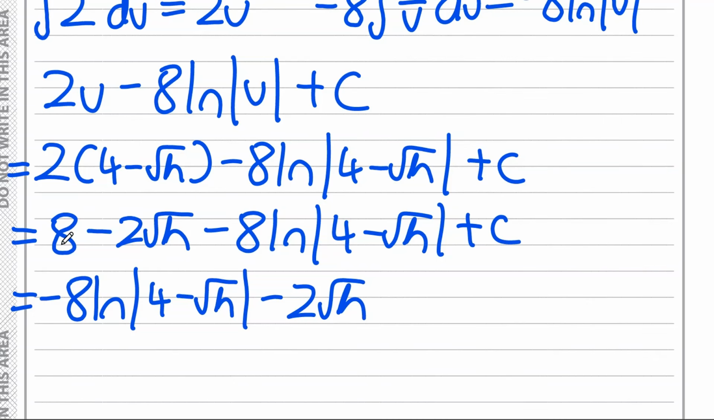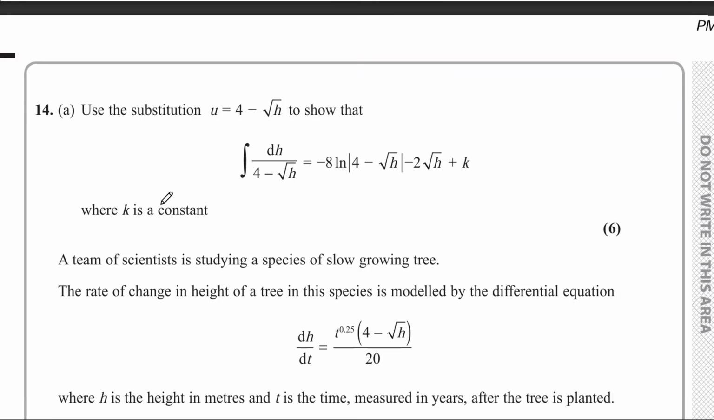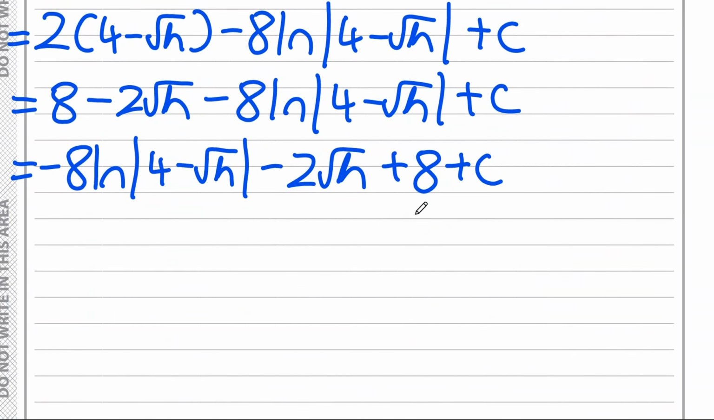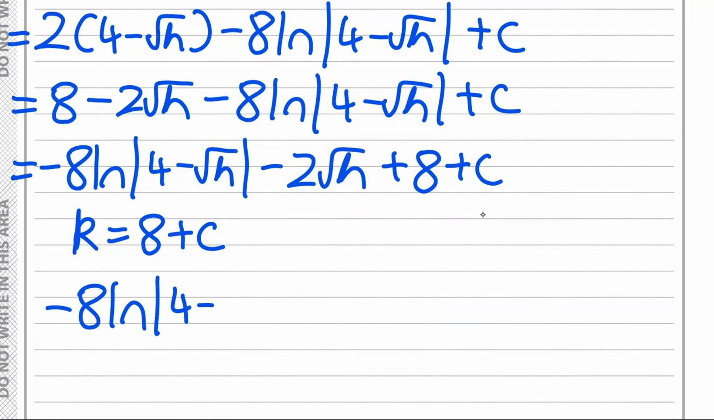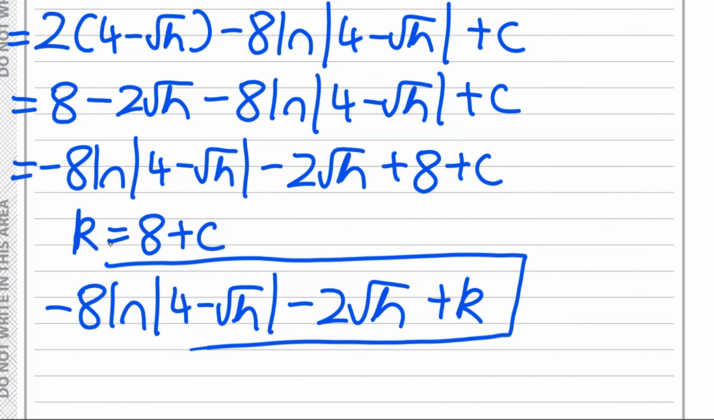What we have left over, we have this 8 and we have this plus c here, so plus 8 plus c. If you look at the final answer, it has this plus k on the end, where k is a constant. So 8 is a constant and plus c is a constant because it's the constant of integration. So therefore we can say that k is equal to 8 plus c, and therefore we can say that minus 8 natural log of the modulus of 4 minus root h minus 2 root h, and then instead of this 8 plus c, we can write plus k, and this is the final answer that's required.